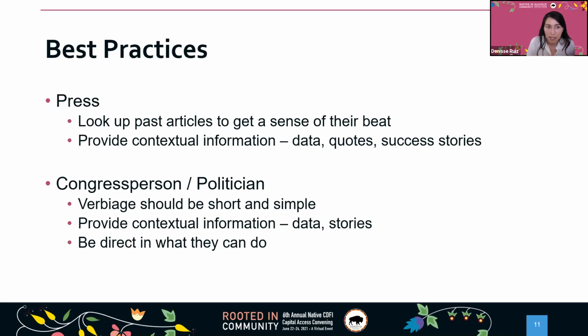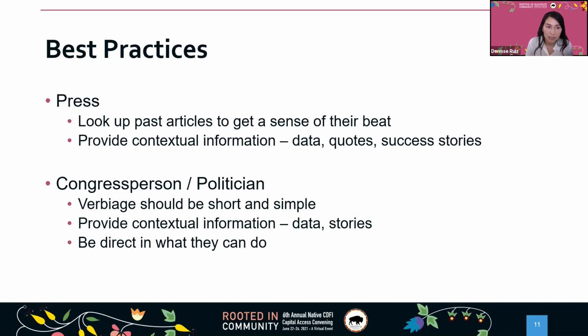If you're trying to reach out to a reporter, look up past articles to get a sense of their beat. You wouldn't want to reach out to just any reporter because they're a reporter. You really want to reach out to the one who will write a story about you, meaning they have to cover that beat. So do a quick Google search, and if it's the New York Times, head over to NewYorkTimes.com and see what they've written in the past that's related to you, and get a sense of whether they would be the right person to reach out to for a story.